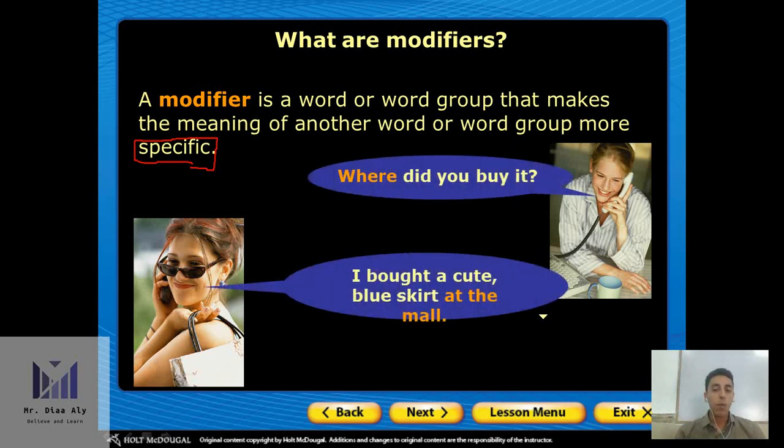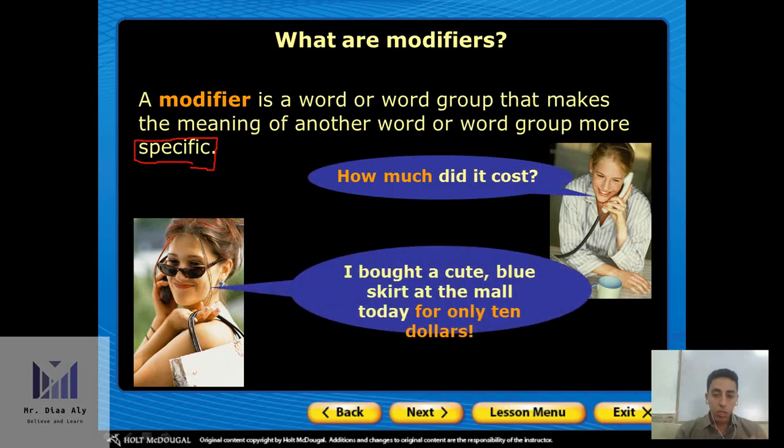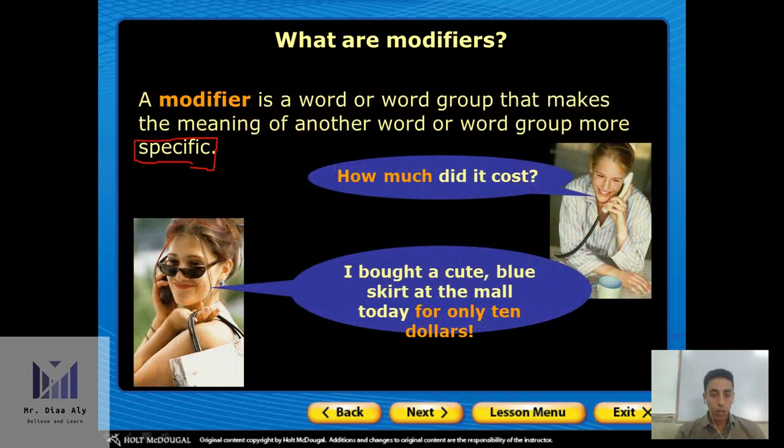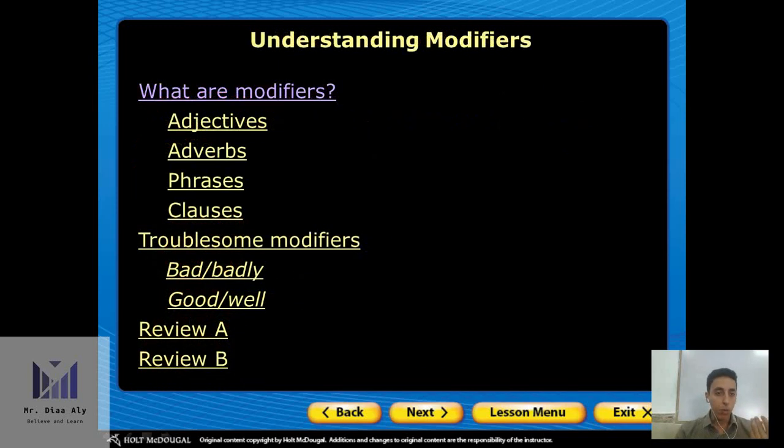Where did you buy it? I bought that cute blue skirt at the mall. So also at the mall is modifying where I bought it. So it's modifying the verb. When did you buy it? I bought it today. So also this is another modifier. For how much? For only $10. All those words or word groups are modifiers. We are going to speak about each of them to see the difference between the different types of modifiers, which are adjectives, adverbs, phrases, and clauses.